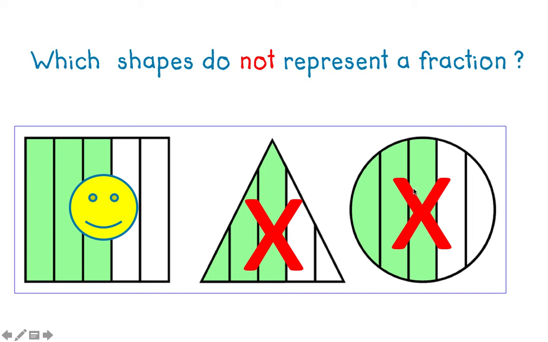The same thing here in the circle. Are the parts equal in size? No. Some of them are small, some of them are big. So this one does not represent a fraction. And why? Because they are not divided into equal parts. But the first one that has the happy face, equal parts, so it represents a fraction.